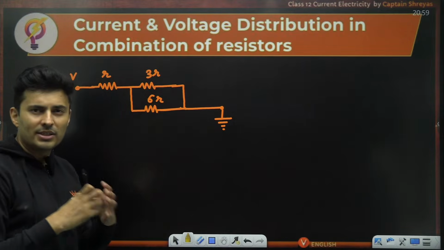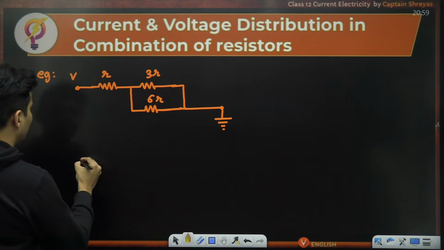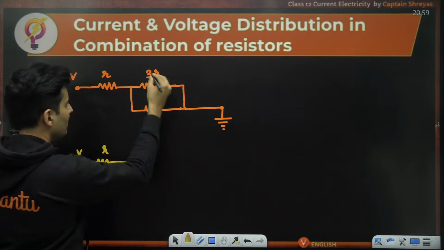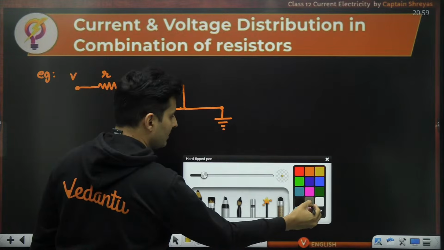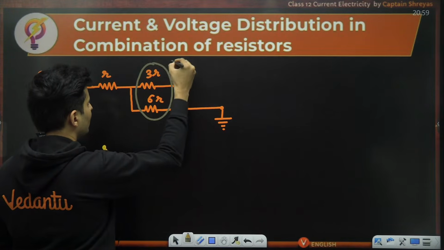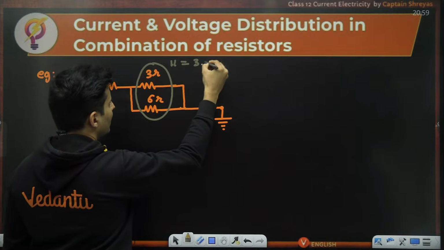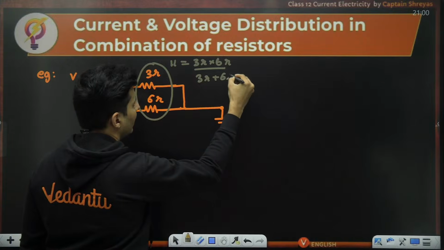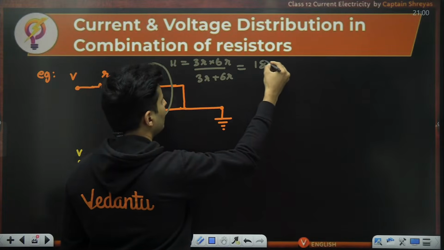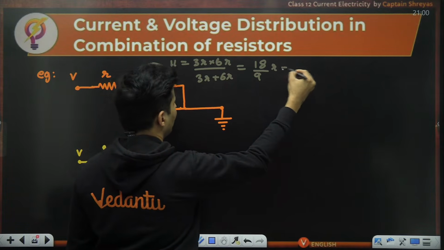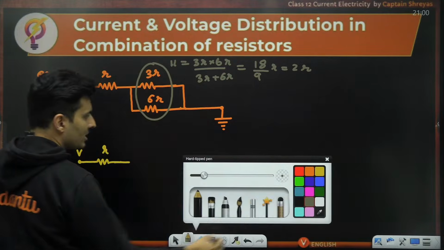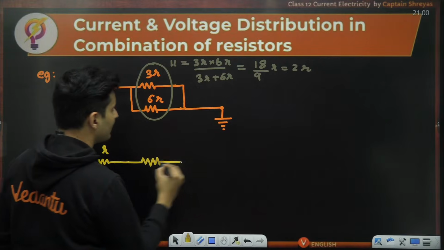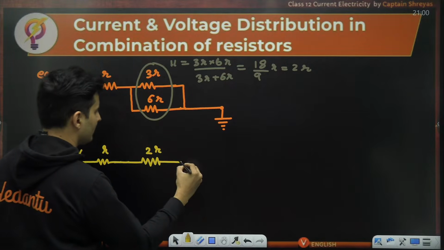Always start by reducing the circuit into a simpler circuit. So over here, if this is V volts, this is resistor R, these two are in parallel, as you can easily see. Because they are in parallel, it will be R1 R2 divided by R1 plus R2. So 3 times 6 is 18, 3 plus 6 is 9, 18 by 9, which is basically 2R. So instead of these two resistors, I can just put one single resistor of 2R resistance.